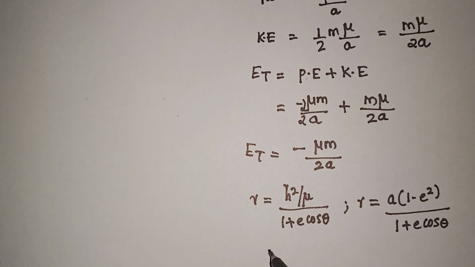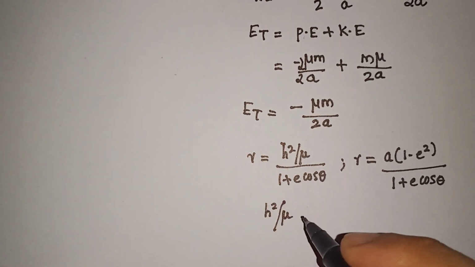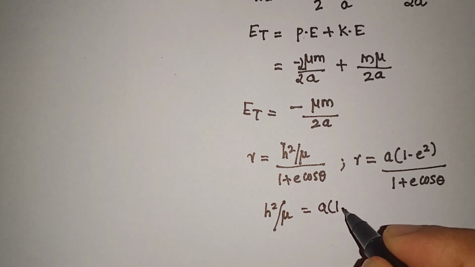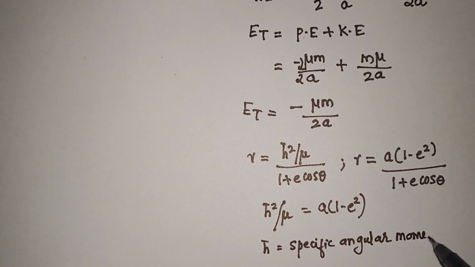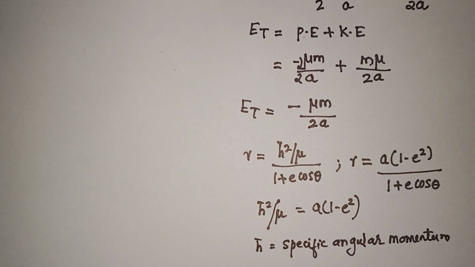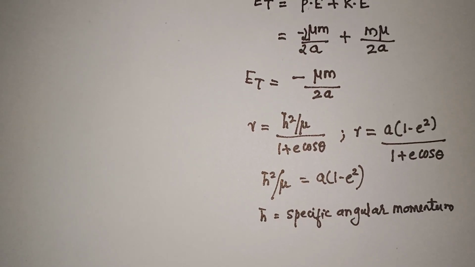So if you do a comparison, it is quite evident that your h square by mu is going to yield me a into 1 minus e square, which is perfectly fine. Here it is h cap square because this h corresponds to the specific angular momentum, which we have already seen in our previous videos. Specific angular momentum is a very important parameter as far as rotational mechanics is concerned. For any revolving body there will be some angular momentum.